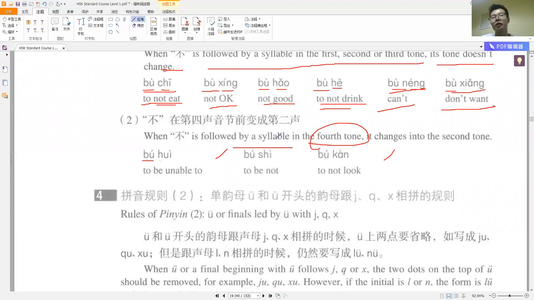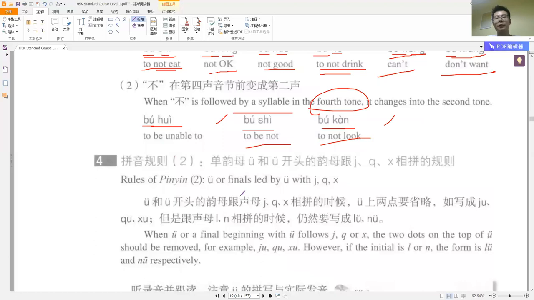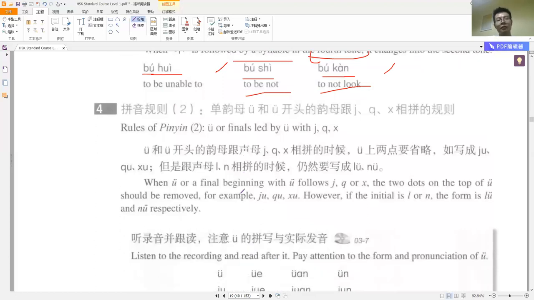Okay, when bu is followed by a syllable in the fourth tone, it changes to the second tone. 不会, to be unable to. 不是, to be not. 不看, to not look. Keep practicing, make it a hobby, make it normal.